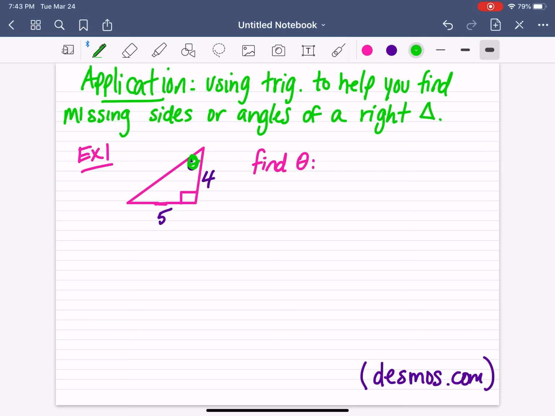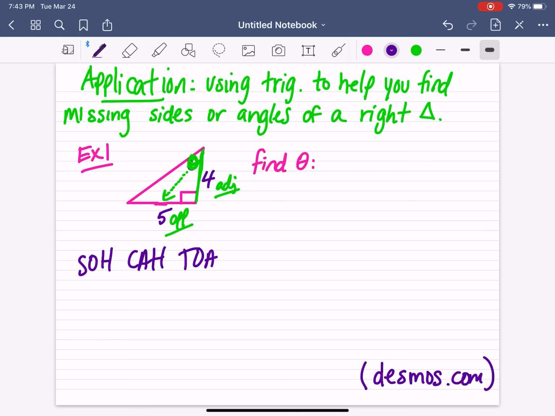If you're using this theta, let's label our given sides. The side right across from that angle is called the opposite. So we're given our opposite side, and we're also given the side right next to that angle, which is the adjacent. So now that you know the given, you're given the opposite and the adjacent, we have to go back to SOHCAHTOA to see which acronym helps us solve this problem.